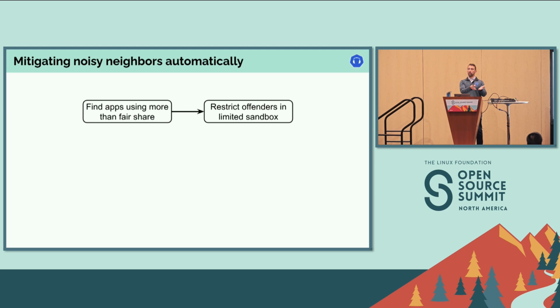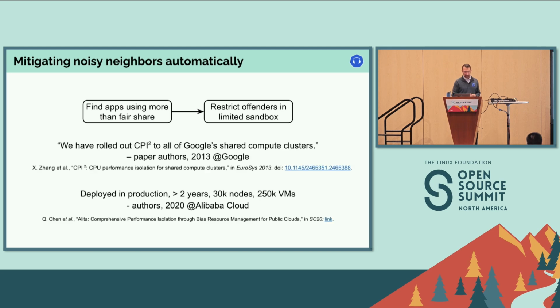Well, you measure the system, you find which applications are using more than their fair share, and then you impose limits on those applications so they don't interfere with others. It's a very simple architecture. And in fact, the hyperscalers I mentioned have published that they run these types of systems in production.